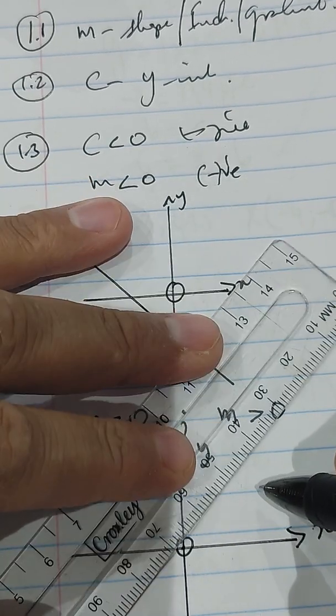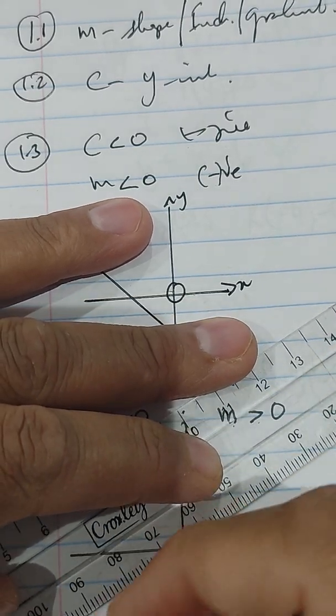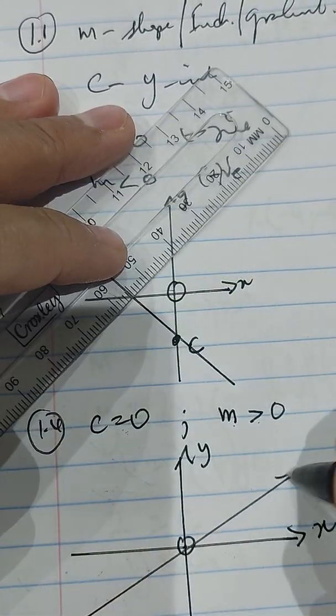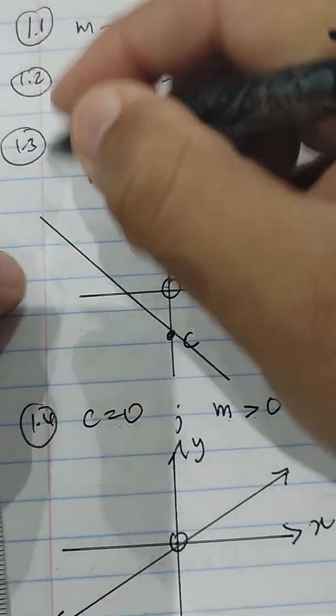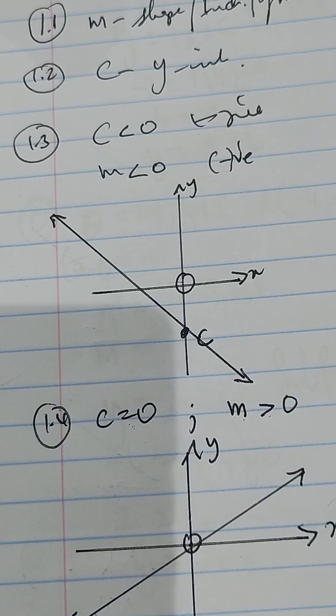Gradient is greater than 0, so it must be an increasing function. Remember, if the gradient is positive, it's increasing. If your gradient is negative, it's decreasing. Those arrows indicate that the graph just carries on.